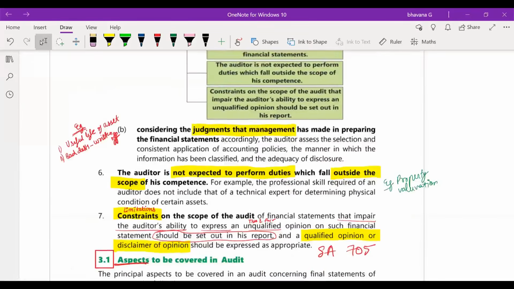Second, there will be a few judgments that are made by the management. Management might make a judgment on how much the useful life of an asset is. Because we don't know the actual useful life of an asset unless that asset gets scrapped. Until then you will only make a judgment that this asset may go on for this many years. If you buy a mobile, you won't know what the useful life of the mobile phone is. You'll only make a judgment that this mobile phone may work up to this many years.